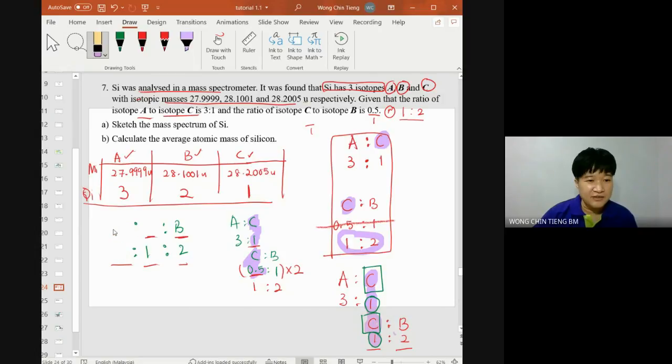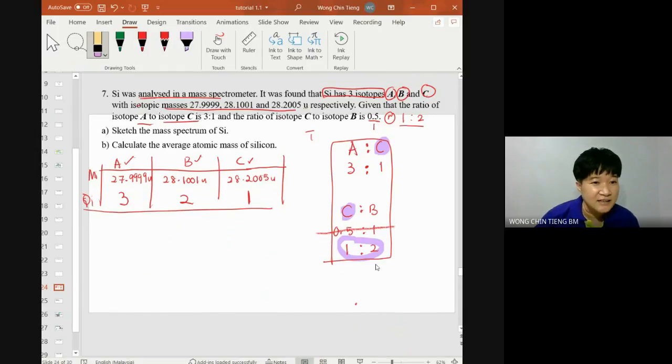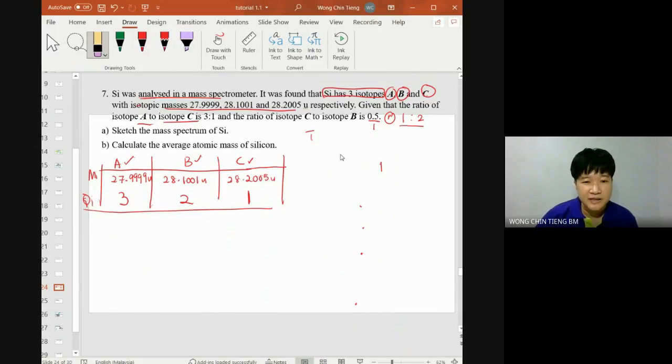And then after you have all that, oh my eraser is working. Let's erase. Alright, when you have all this already, then you can sketch the mass spectrum. Let's sketch a bit. Mass spectrum. I love this question. Let's do it.